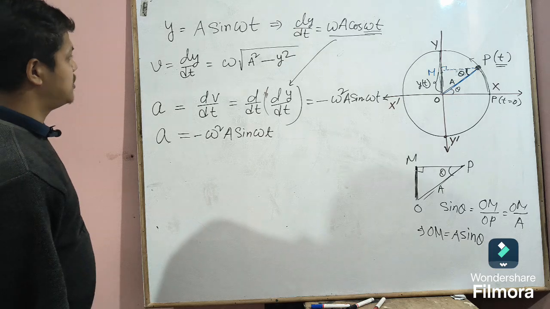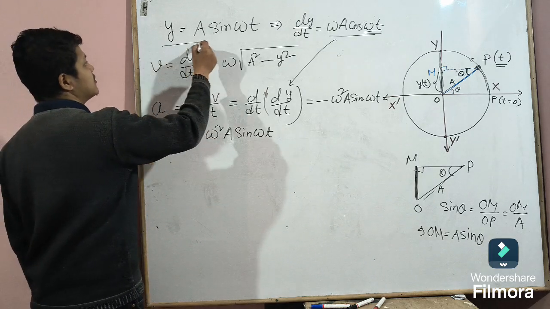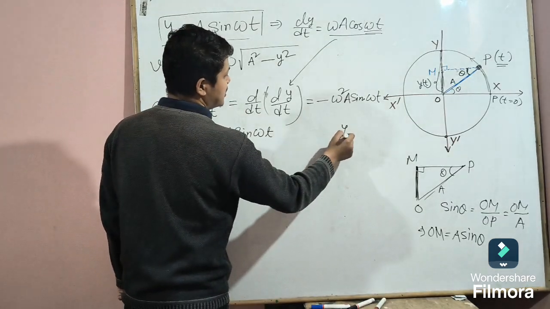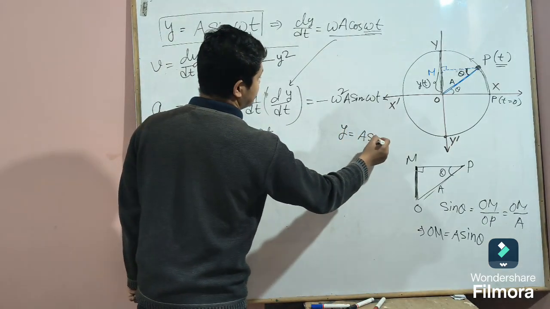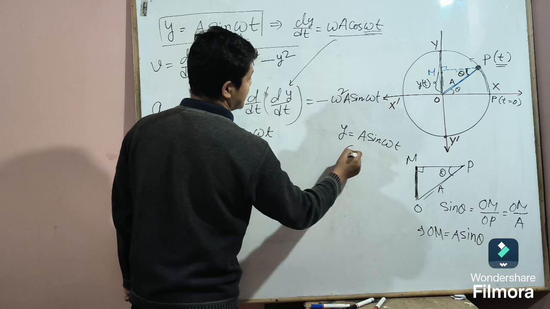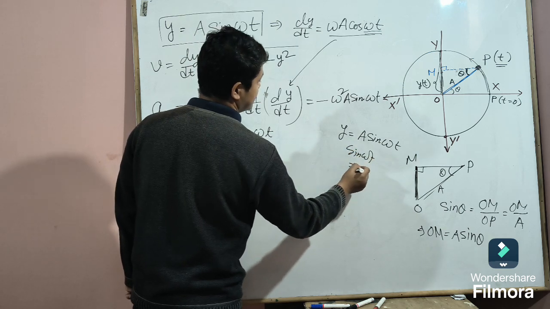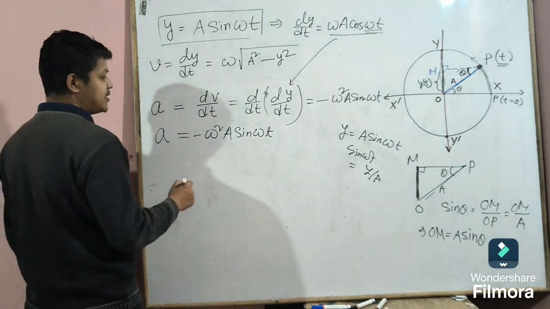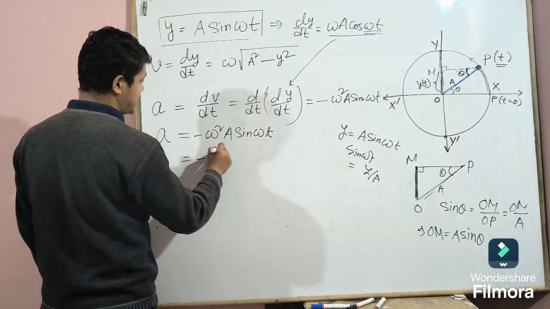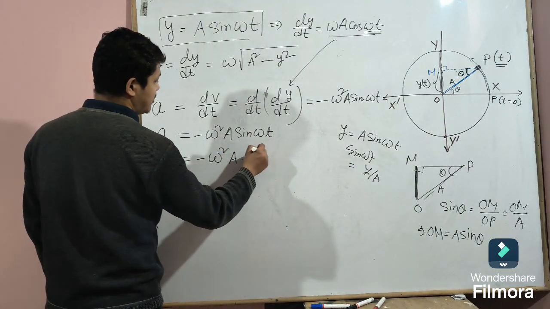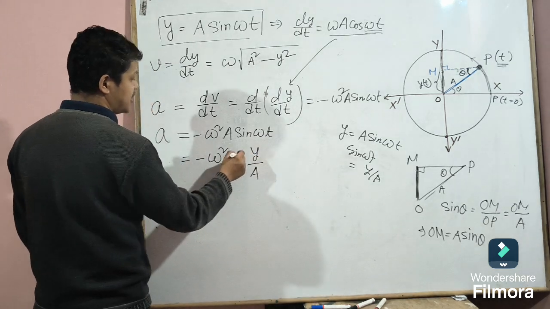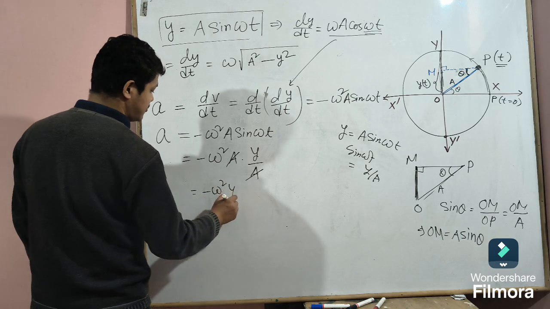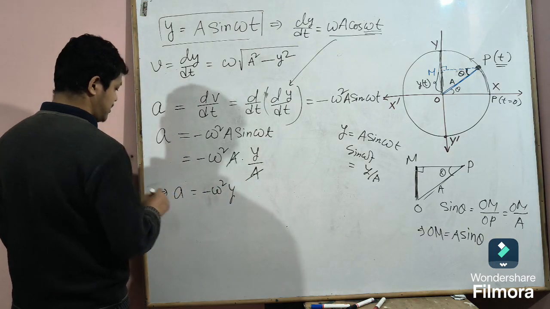Now you see, from this relation, we know that y is equal to a sine omega t. From this relation, sine omega t is equal to y by a. So here we can write minus omega square a into y by a. So here a cancels, so we have got minus omega square y.